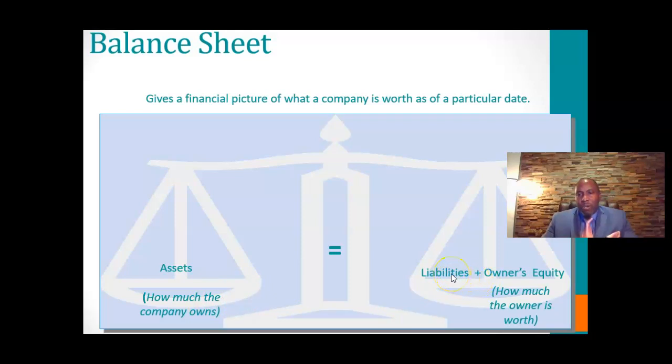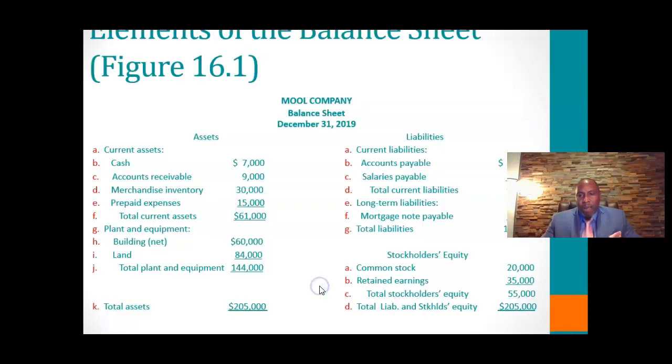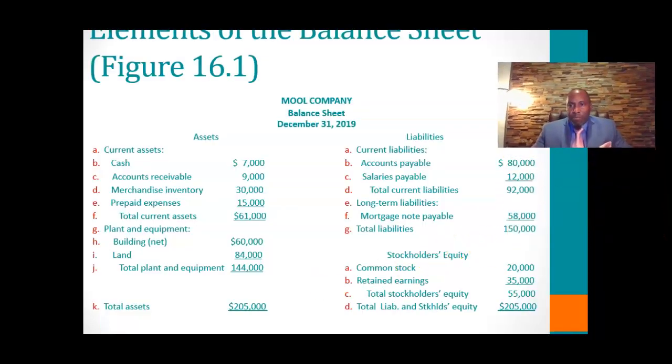So liability shows the creditor's claim against the assets. Owner's equity shows the owner's claim against the actual assets. So if we had assets of 10,000, perhaps 4,000 is owed to our creditors. The remaining 6,000 came from the actual owner. So you'll see that the balance sheet must always balance. Assets must equal our liabilities plus owner's equity.